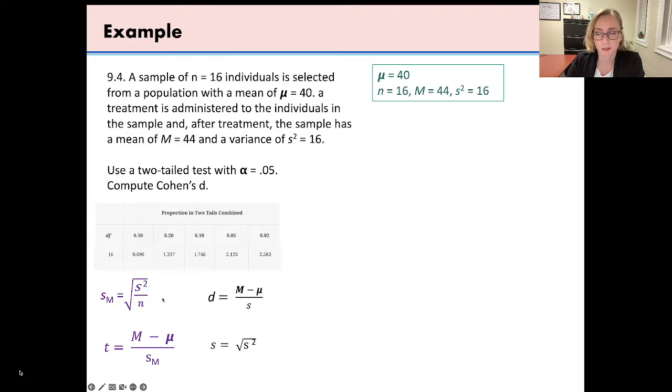The estimated standard error, I'm sorry. I'm getting tired. I'm recording much later than I normally would. It's almost 8 o'clock.